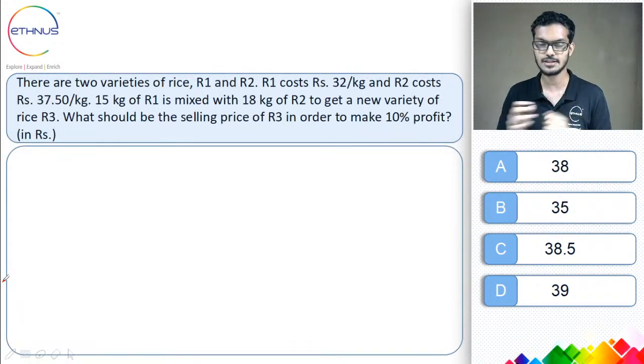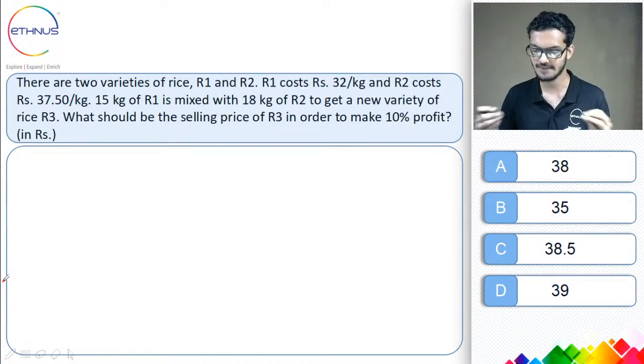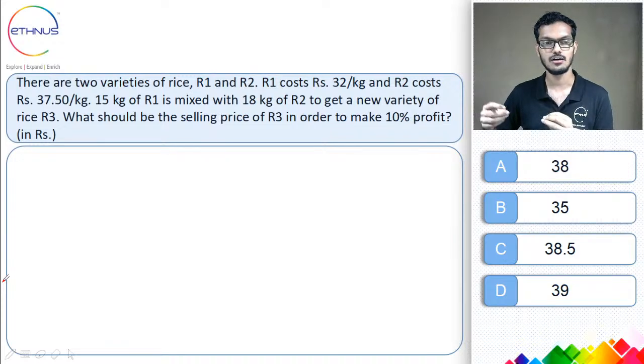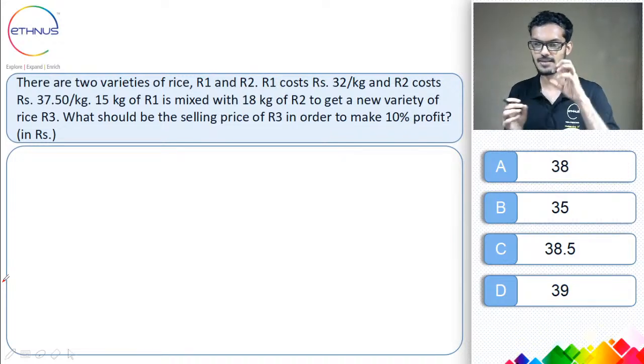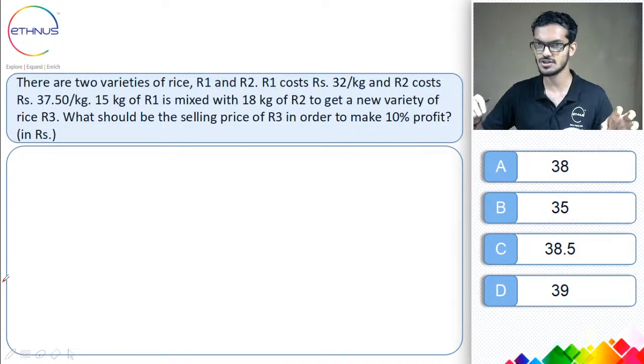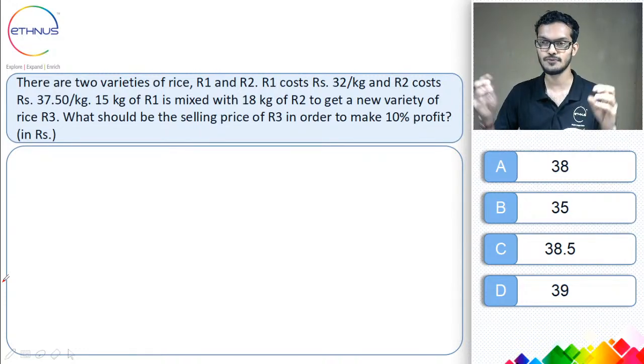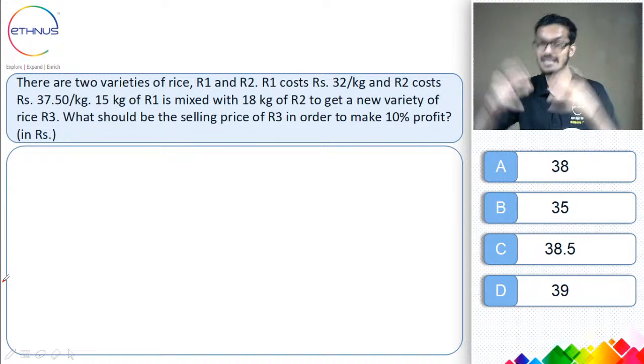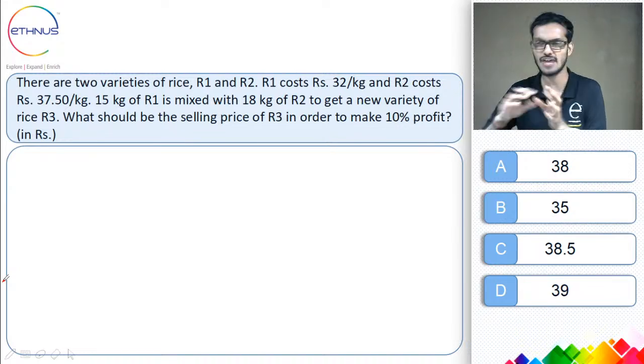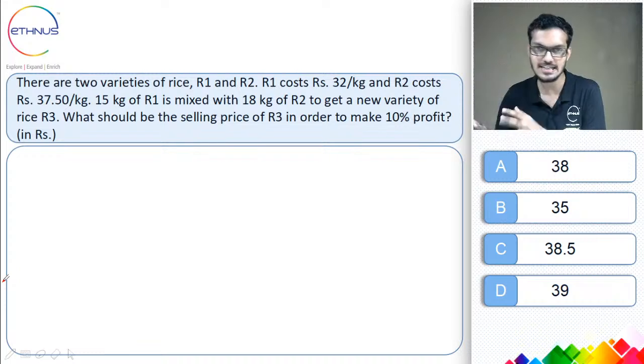So there are 2 varieties of rice, R1 and R2, and they have given something like 32 per kg and 37.5 rupees per kg. Whenever you have something like rupees per kg, or kilometer per hour, or percentage, and you have to find that two quantities are mixed and one more quantity is formed, it's a problem related to alligation.